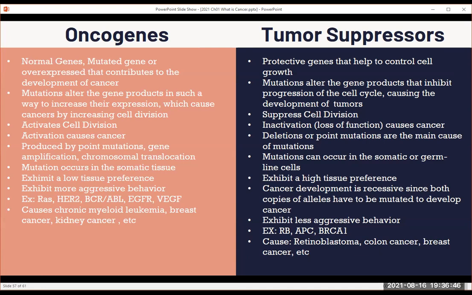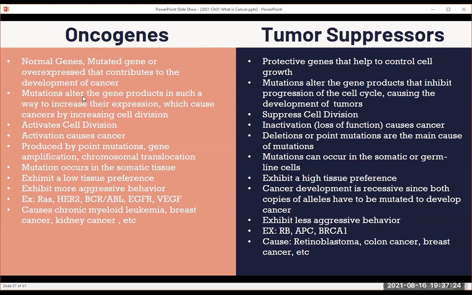An oncogene refers to normal genes that are encoded in the genomic DNA and have normal functions. So they have a normal job within the cell. An oncogene would be a normal gene that becomes mutated or overexpressed, meaning that the cell starts to make more and more RNA, which results in more and more protein and causes it to act differently than before, right? Because there's too much of it. An oncogene, when overexpressed, can contribute to the development of cancer.